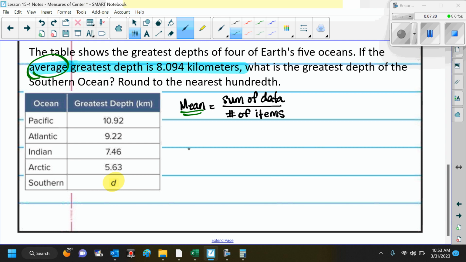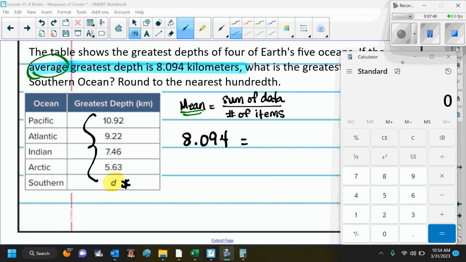Okay, so we're going to put in the formula when we substitute 8.094. That equals the sum of the data. So here we want to add all of this up, including this one that we don't know. Okay, so we're going to use our calculator, and we're just going to add these all up.